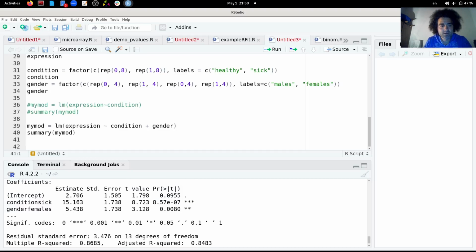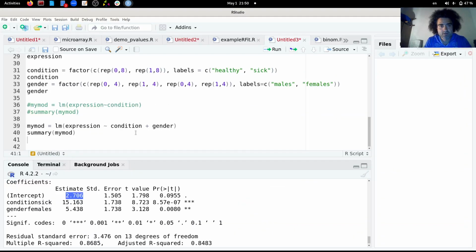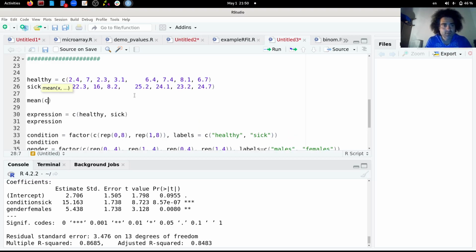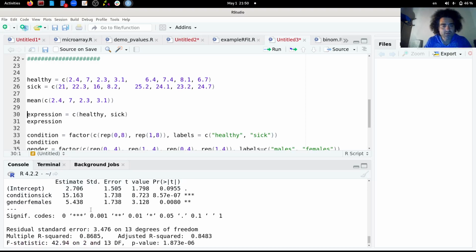The intercept is 2.706. If we go here, the intercept is this B0, and it's the average value of the male healthy individuals. So it's the average value of these 4 values here. If I find the average of these values, just to demonstrate that, the mean of these values is 3.7. What did we have here? 2.7. Let's see why this is happening.